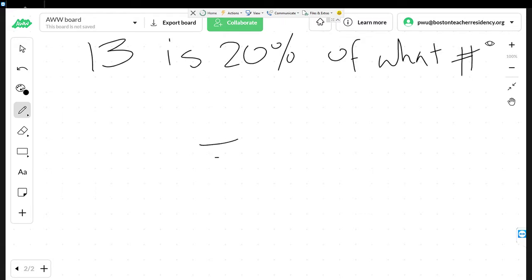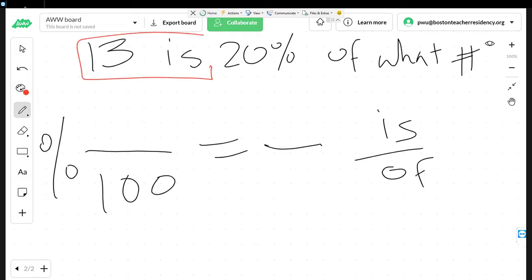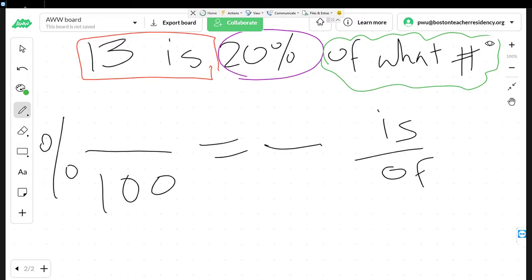So I'm going to set up my equivalent fractions. We already start with 100 on the bottom over here, which means it is percentage, right? Percents are always out of 100. And then over here, we have our is over of. So all we have to do is annotate our problem. What's grouped with is? 13. What's grouped with percent? 20%. And what is grouped with of? Well, that is our what number.